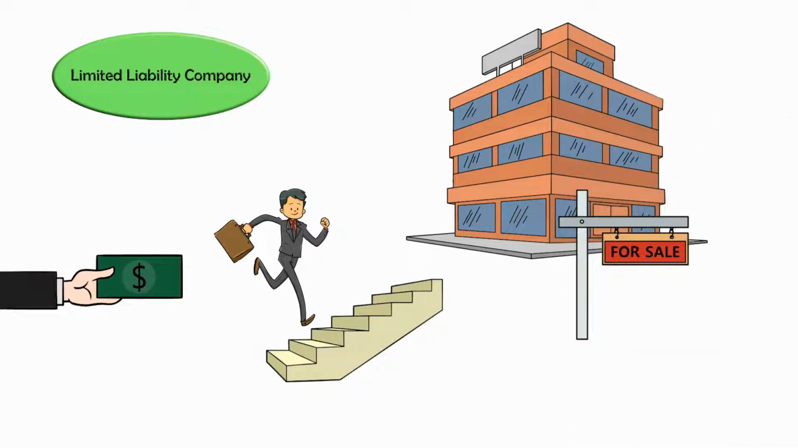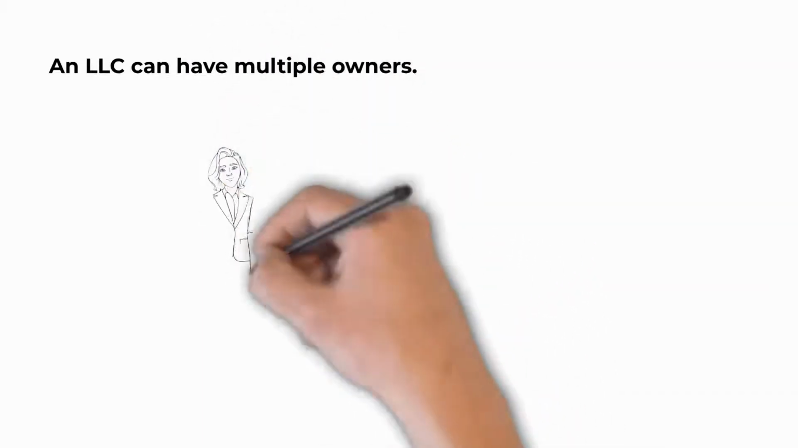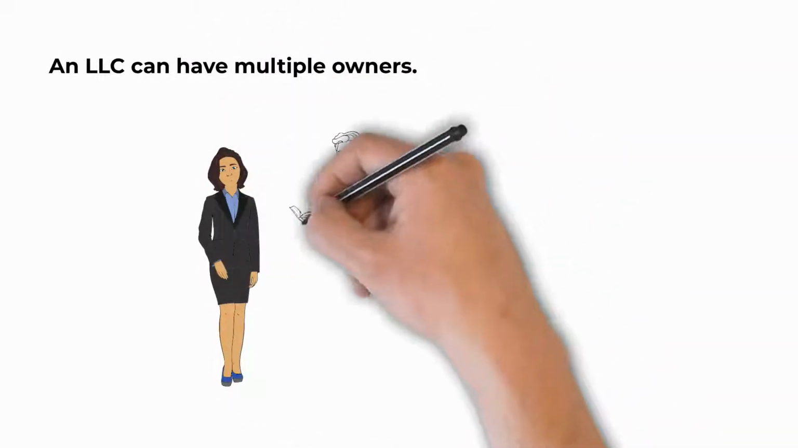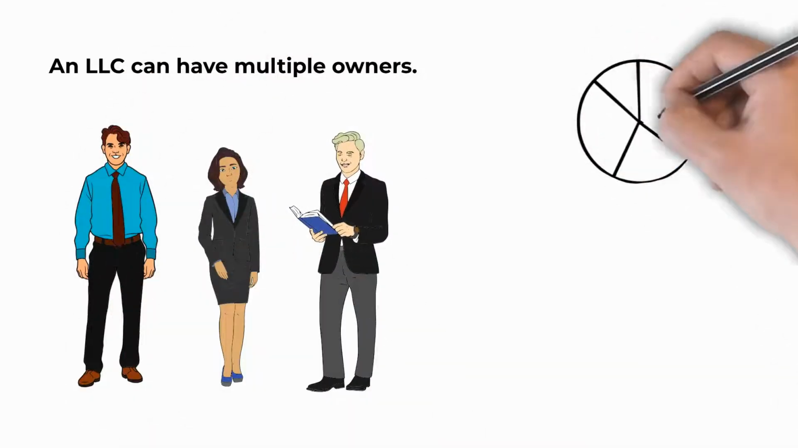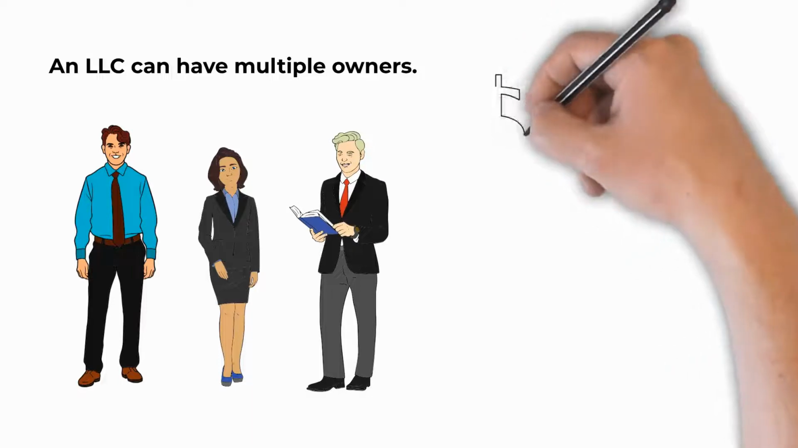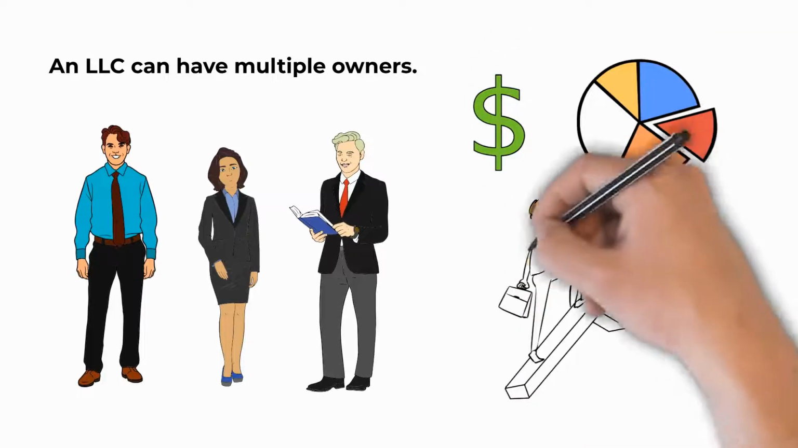So the differences are an LLC can have multiple owners, not just one. All of the taxes are passed through to the owners via a tax reporting mechanism. So everyone gets a piece of the pie for the income, and they report it on their individual tax returns, and there are forms for that. But it's a pass-through entity, which is a good thing.